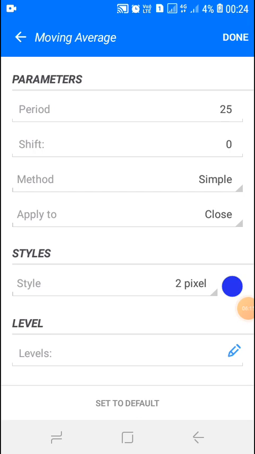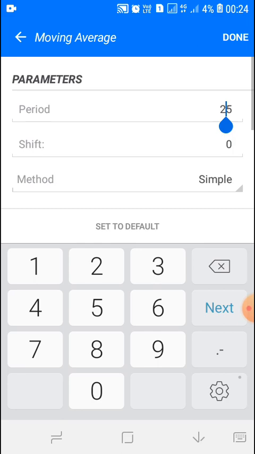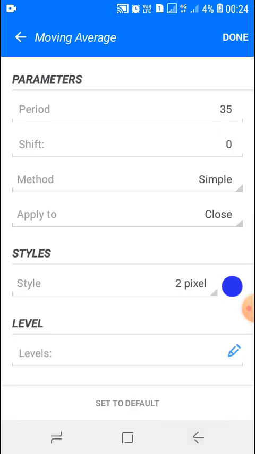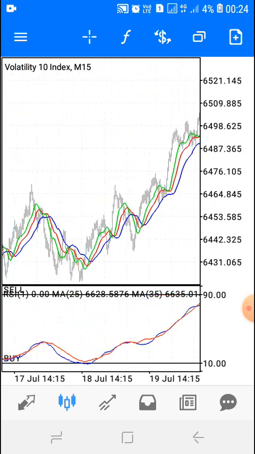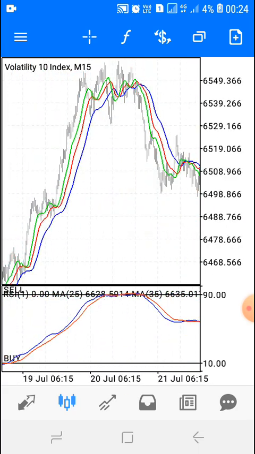Now what you want to do is make parameters like this. The period should be 35. Style 2 pixel red. Shift 0, method simple, apply to close. Okay, now you can see what I'm talking about. You can see this level over here.